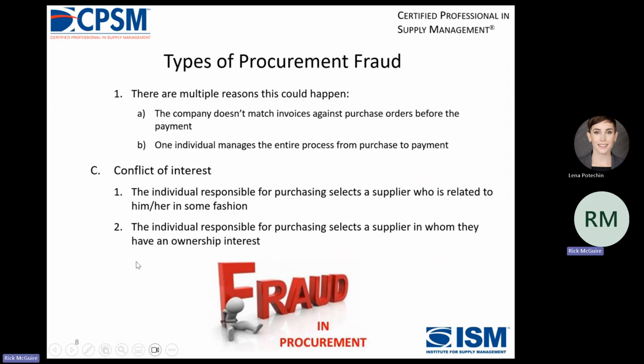Conflict of interest. The individual responsible for purchasing selects a supplier who is related to him or her in some fashion. Uncle, brother-in-law. The individual responsible for purchasing selects a supplier in whom they have an ownership interest. Now, this could happen, and it can be difficult to detect too.